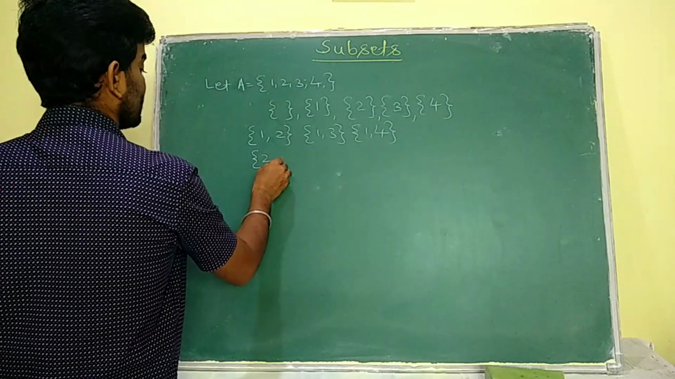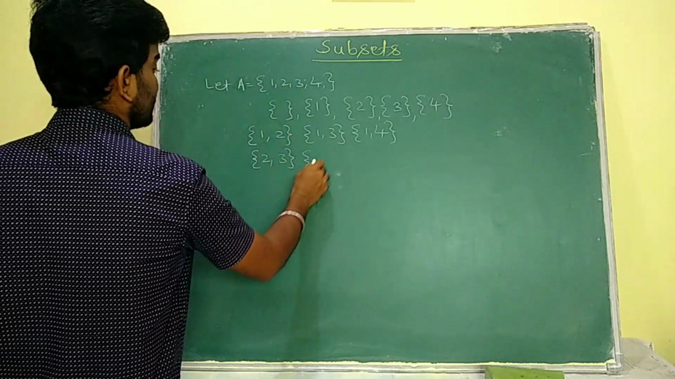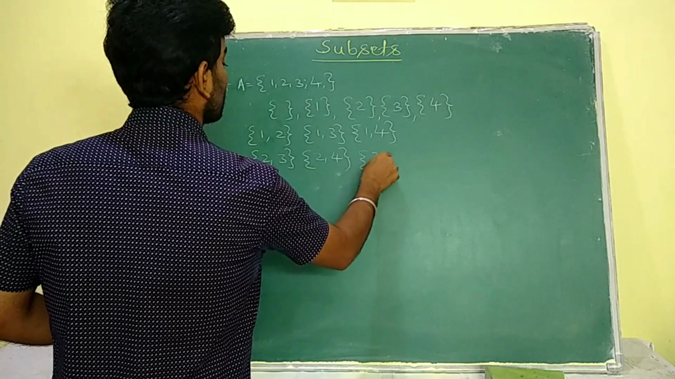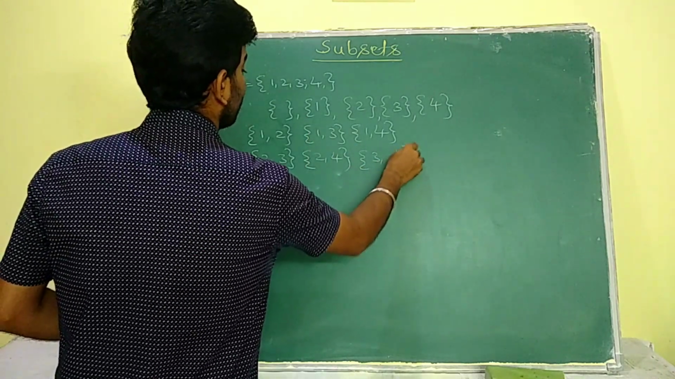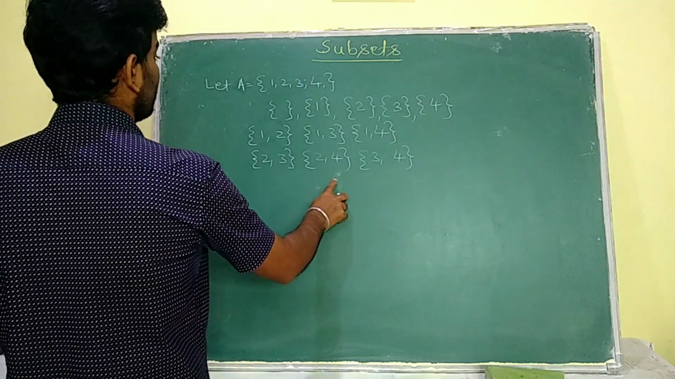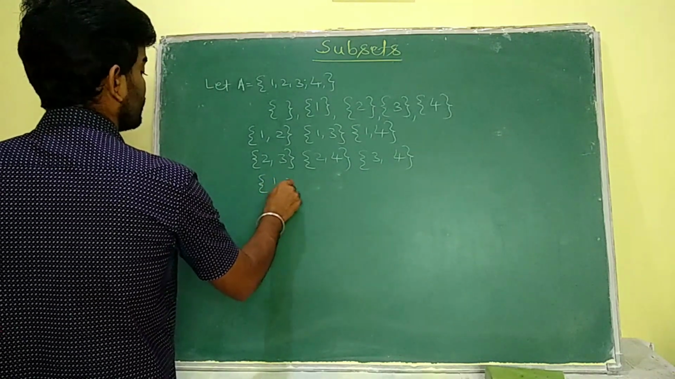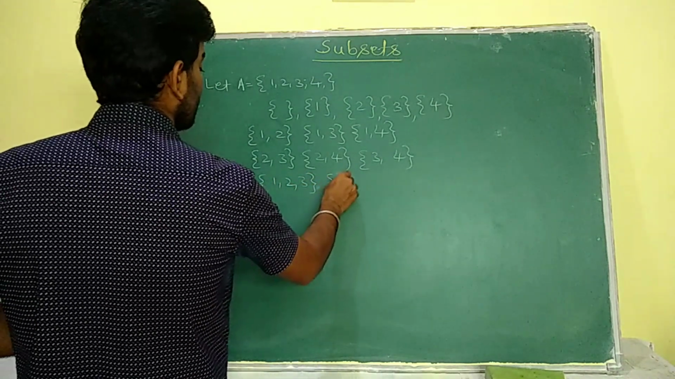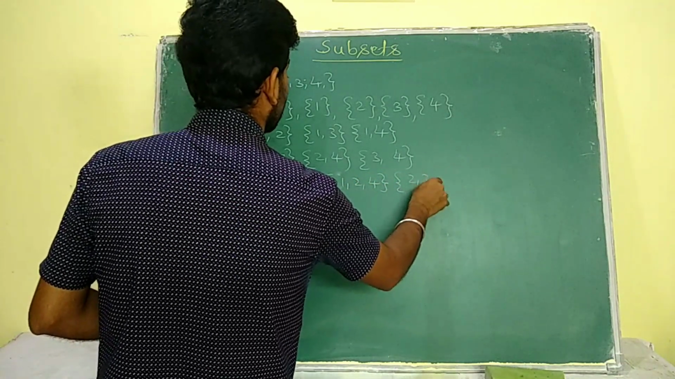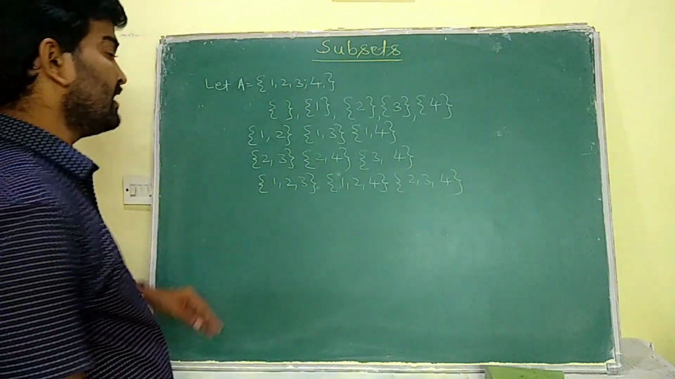Similarly, with element 2 write the possible sets. {2, 3} is a subset of A. {2, 4} is also a subset of A. Similarly with the combination of 3, {3, 4} is a subset. Two-element sets we have finished. Coming to the 3 elements: {1, 2, 3}, fix 1, 2, then {1, 2, 4}, and then fix 2, 3, {2, 3, 4}.